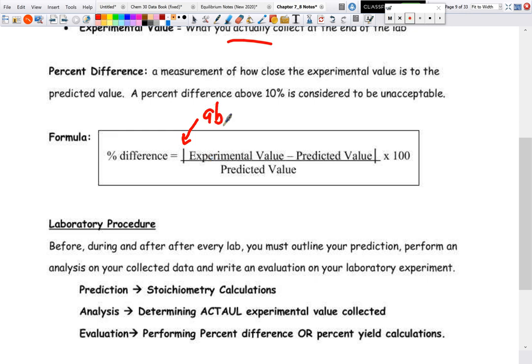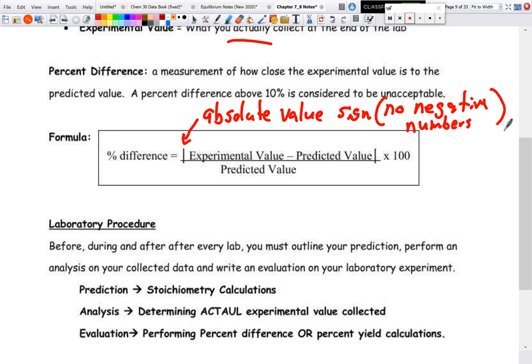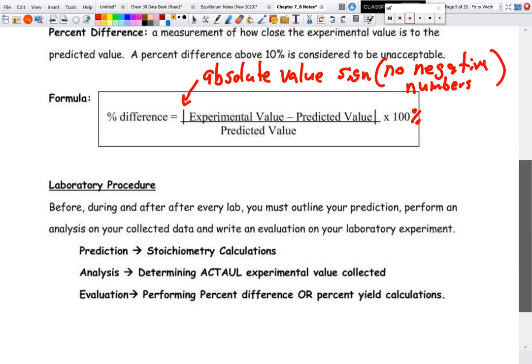One thing just to notice as well, the little straight lines up here, this isn't a typo, this is the absolute value sign. Basically that just means no negative numbers. Because when we are doing this, our percent difference, where we're getting a percent, we don't want a negative percent, because it's just telling us how far we are from the predicted value. So our equation is we get our experimental value minus our predicted, over our predicted, times 100%. And that should leave us with our percent difference.